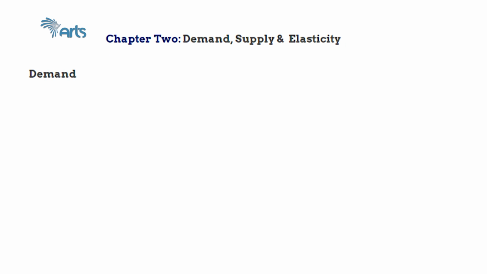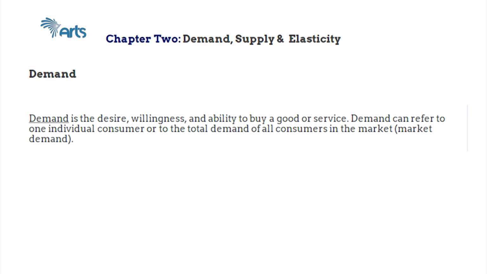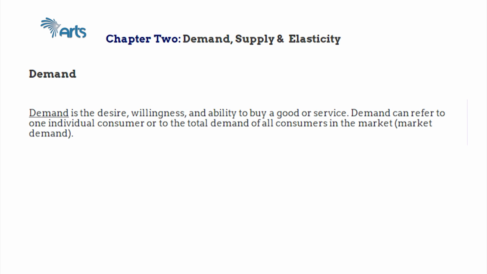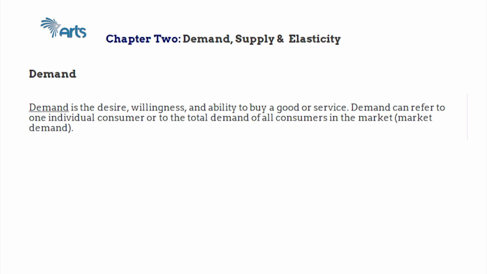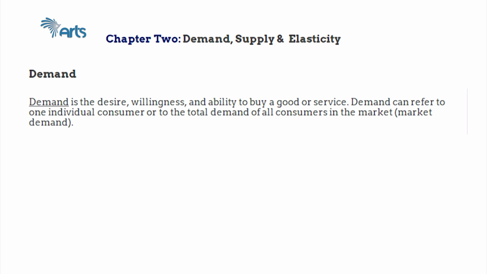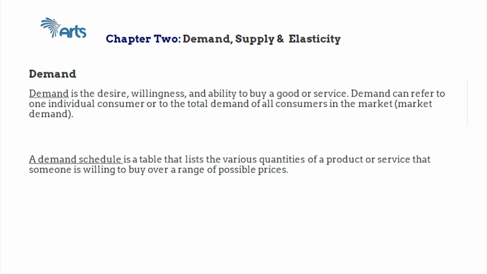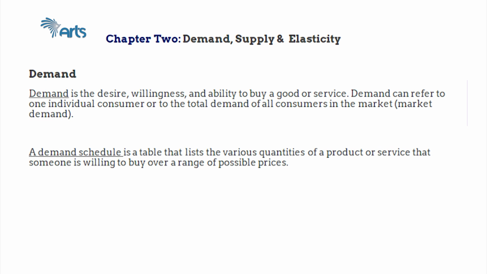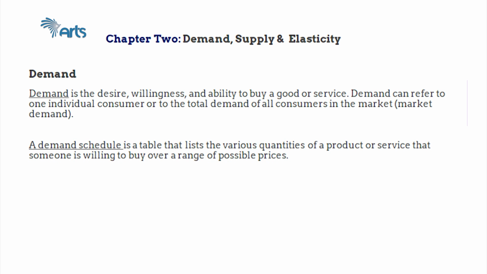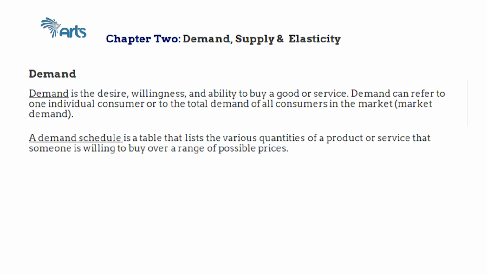So what's demand? Demand is a desire, willingness, and ability to buy a good or service. Demand can refer to one individual consumer or to the total demand of consumers in the market, and we call this market demand. A demand schedule is a table that lists the various quantities of a product or service that someone is willing to buy over a range of possible prices.